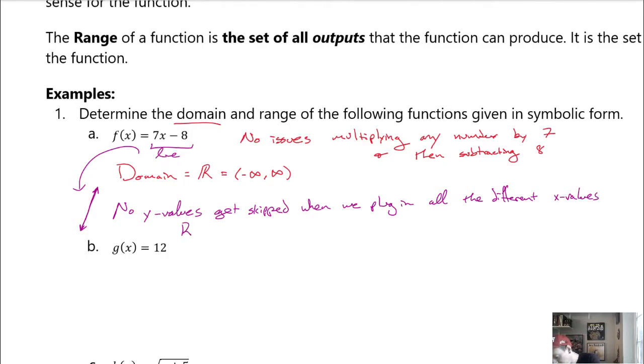So that shows us that we can say that the range is also equal to the set of all real numbers, or the interval from negative infinity to infinity.